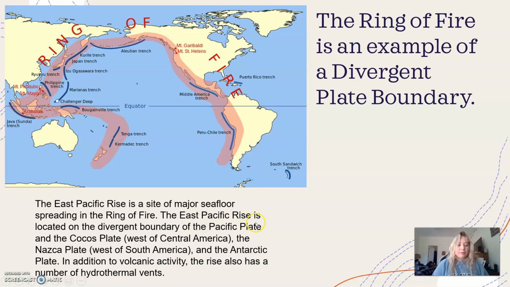The East Pacific Rise is located on the divergent boundary of the Pacific Plate and the Cocos Plate, which is west of Central America, the Nazca Plate, which is west of South America, and the Antarctic Plate as well. In addition to volcanic activity, the rise also has a number of hydrothermal vents. This is the Ring of Fire, and it is a divergent plate boundary.